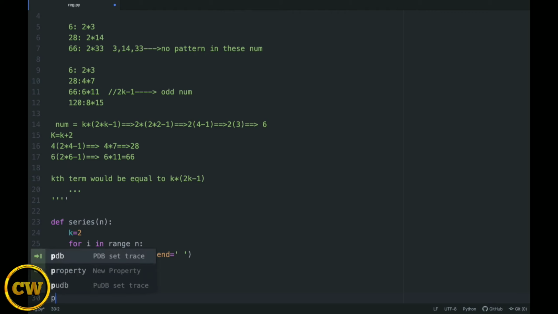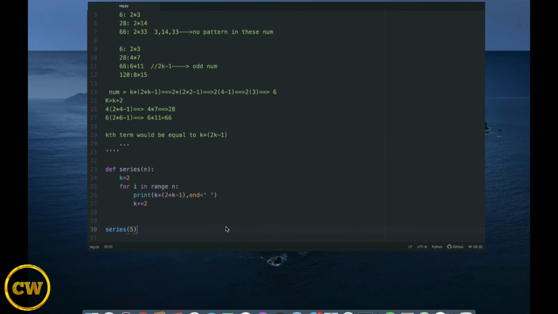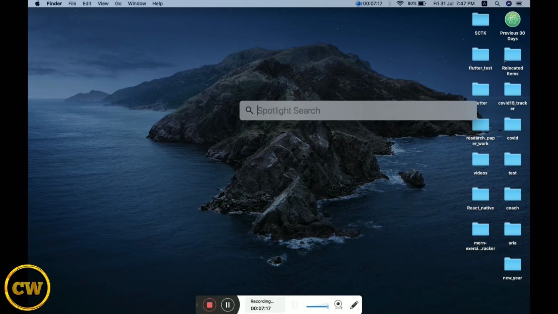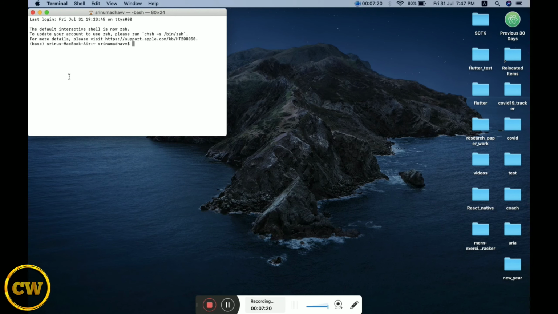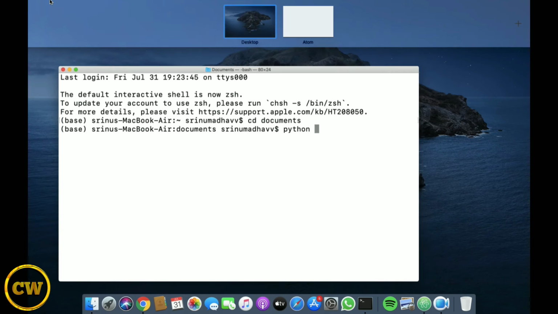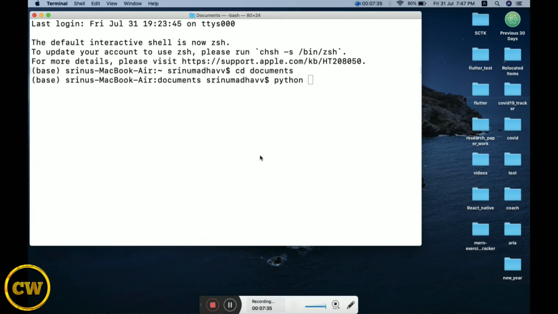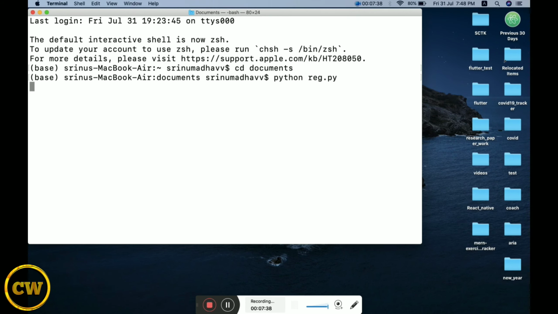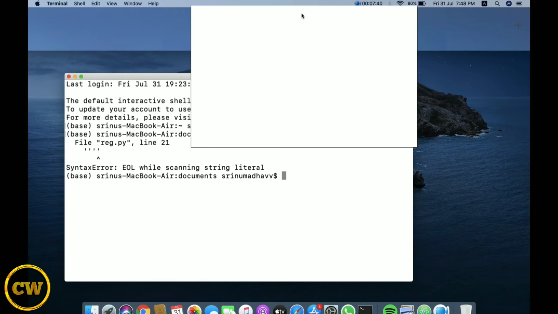So let us print. There's no need to write print here. So series of 5. I'll hit save and I will try to run this. Python, file name is reg.py. Okay, I'm getting an error here.